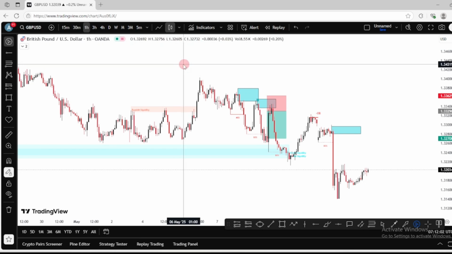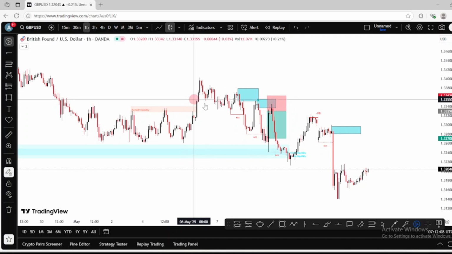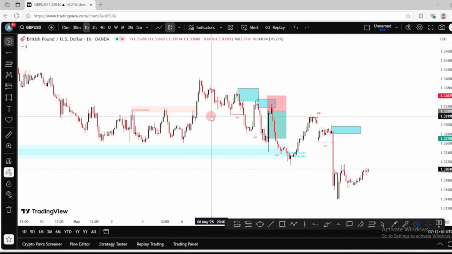Have you seen an indicator that makes ICT trading so simple, drawing everything you need to know on the chart for you? You can see this is the tool that I've been using right here, and that's what I'm going to show you in this video.